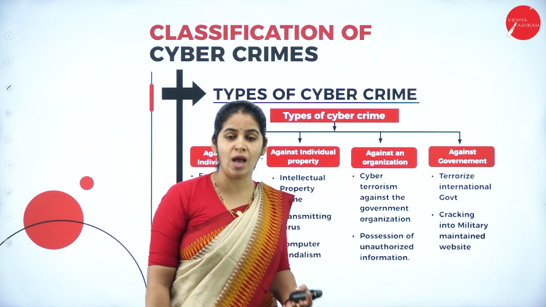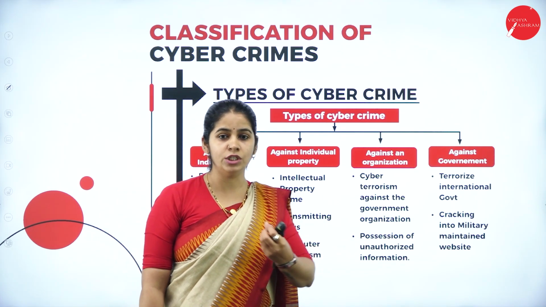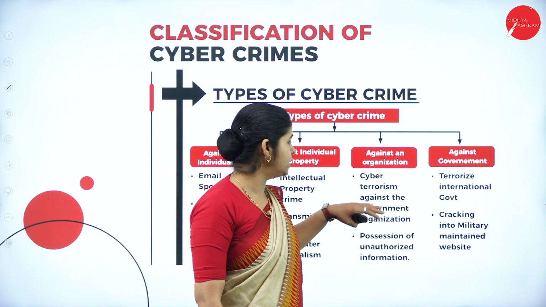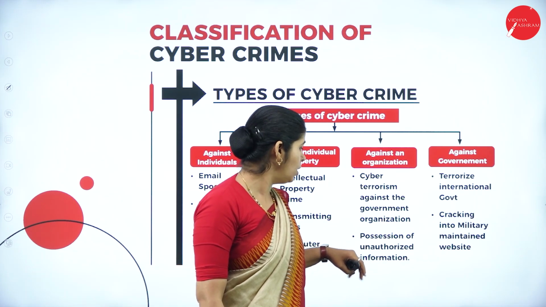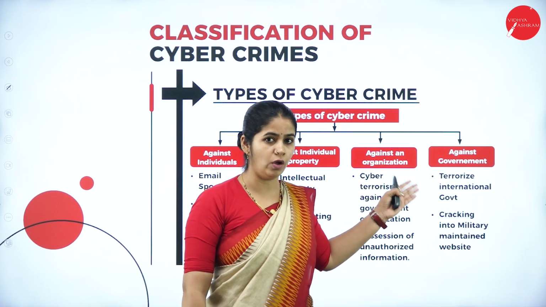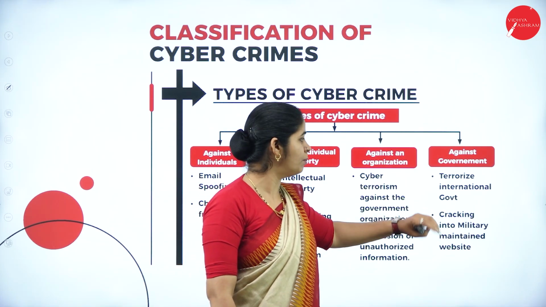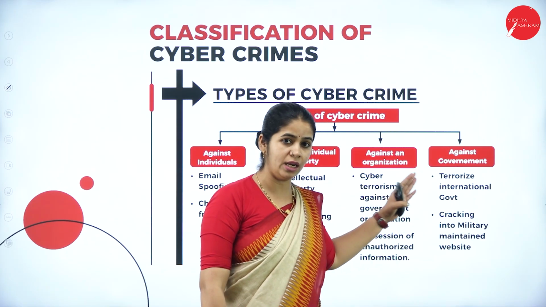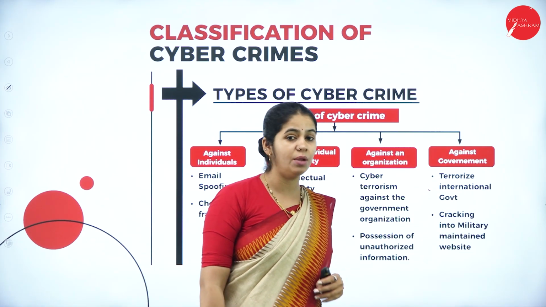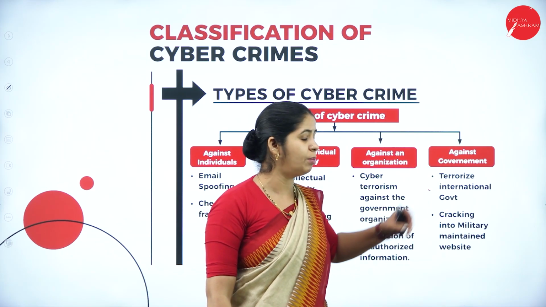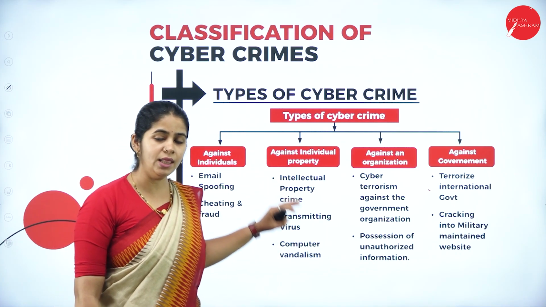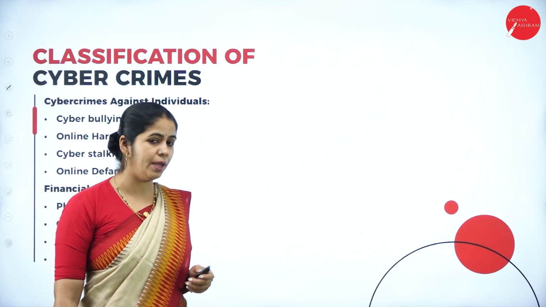Against the organization, targeting any organization and leaking the sensitive data of that particular organization falls under cybercrime against the organization, like terrorism against government organizations, or providing unauthorized information to other companies, like tender information being provided to other companies. Cybercrime against the government again falls under criminal activities like terrorism, and cracking of military-maintained secret data. That all falls under cybercrime against the government. These are the basic types of cybercrime classified. Many things fall under this. Let's see one by one what falls here.